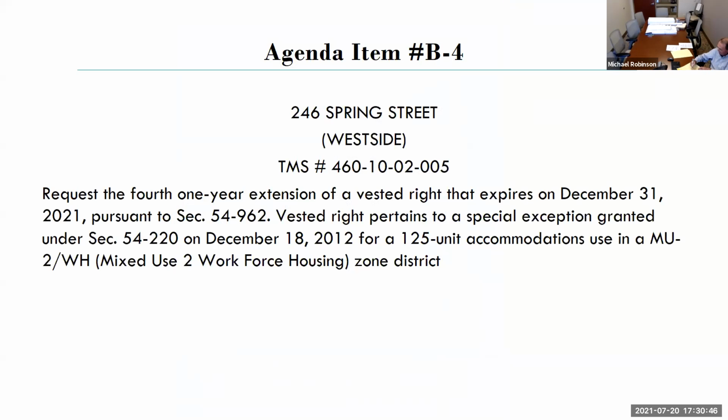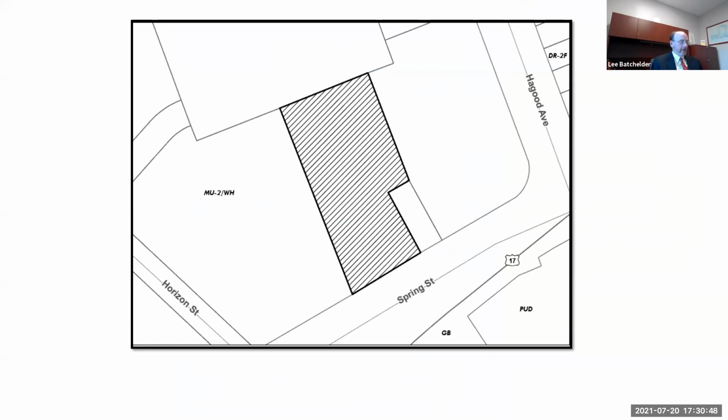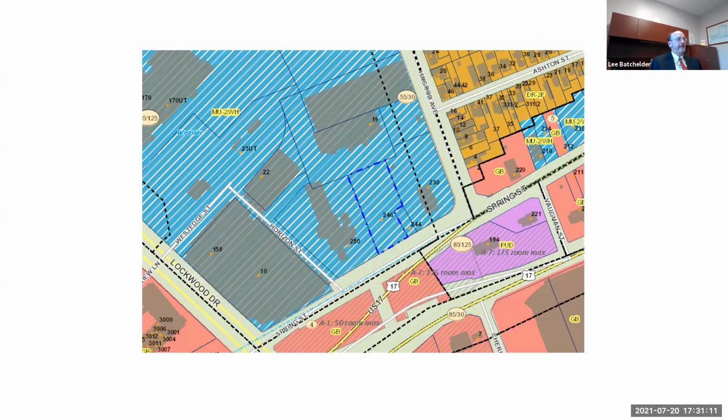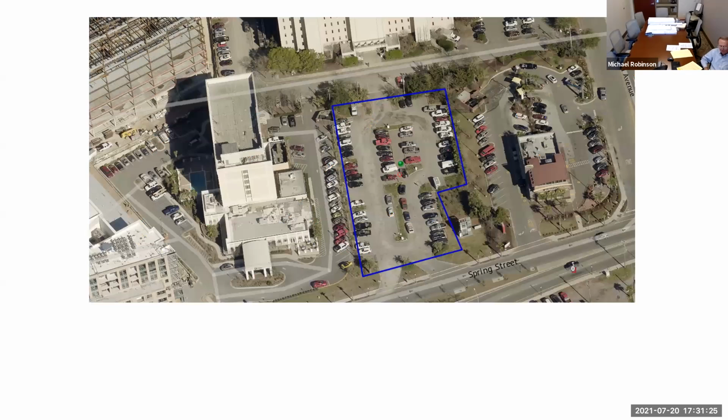Mr. Batchelder. This is a property that's located on Spring Street, just west of Haygood Avenue. And the accommodations use was approved a number of years ago, but still a valid vested right that applies. So we recommend approval of this request to extend this vested right for one more year. And nothing has changed with regard to the rules that would prevent this vested right from being approved. City recommends approval.